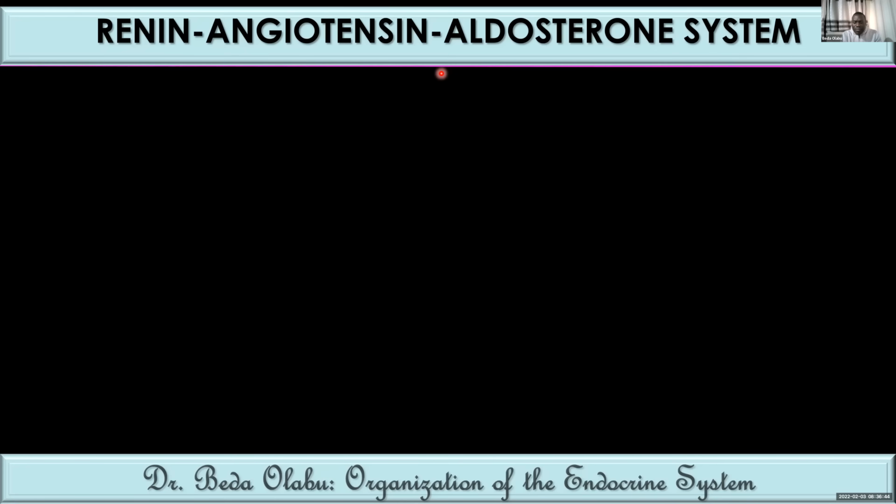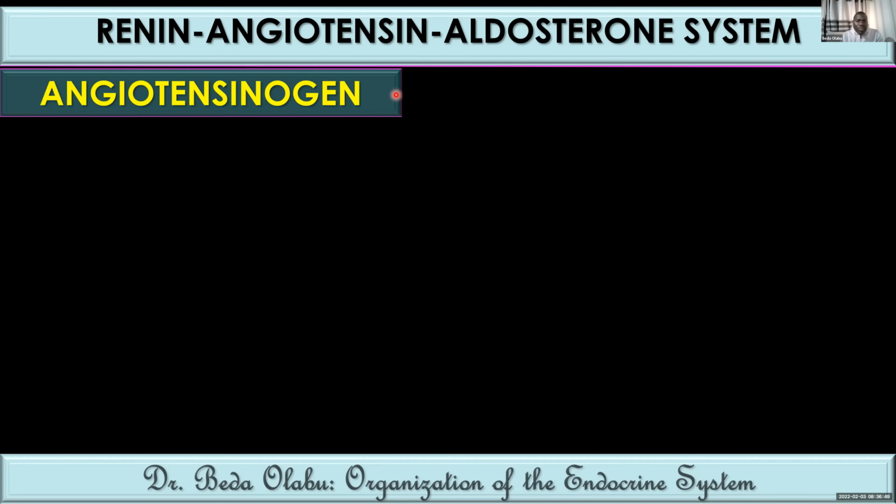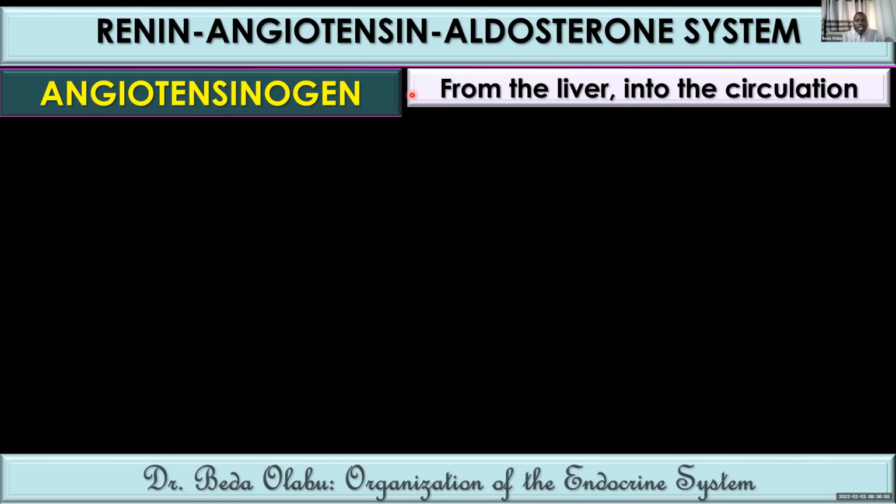Let's look at them. So we have what we call angiotensinogen. It's a protein produced by the liver. This protein produced by the liver is released into the circulation. So it's just circulating within the vascular system.